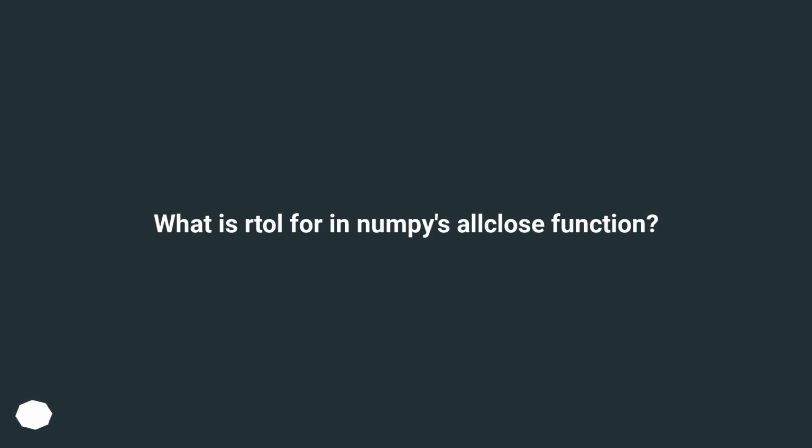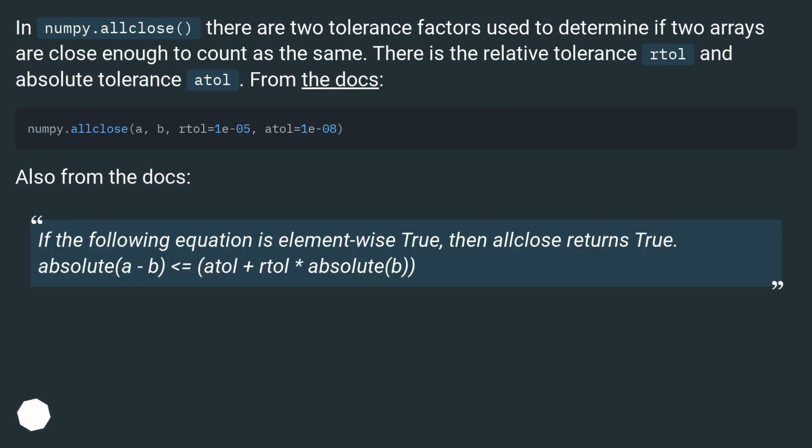What is rtol for in numpy's allclose function? In numpy.allclose, there are two tolerance factors used to determine if two arrays are close enough to count as the same. There is the relative tolerance rtol and the absolute tolerance atol. From the docs.